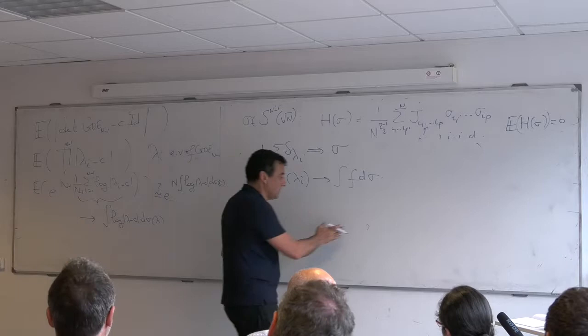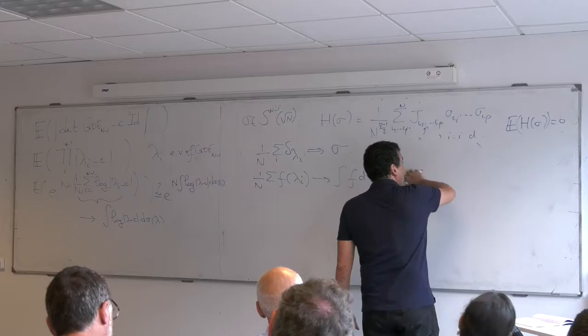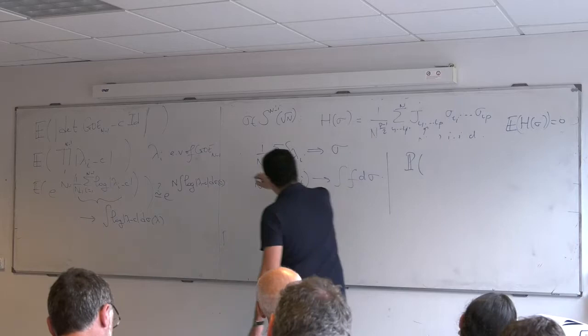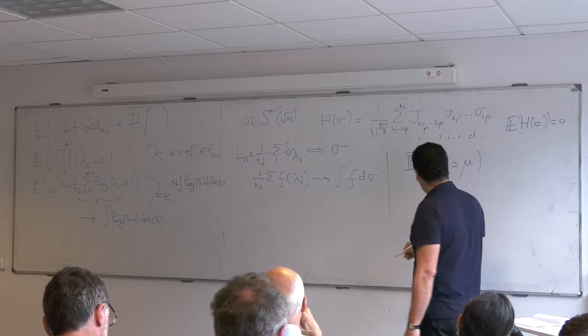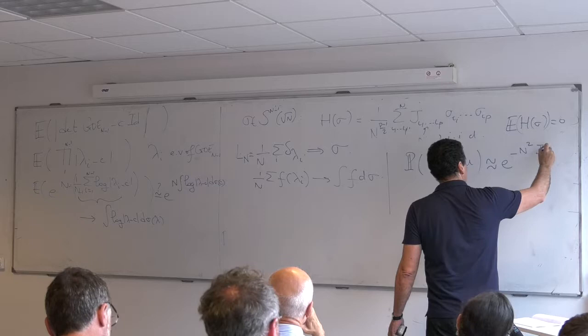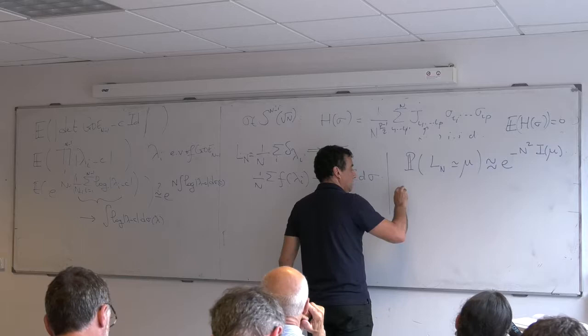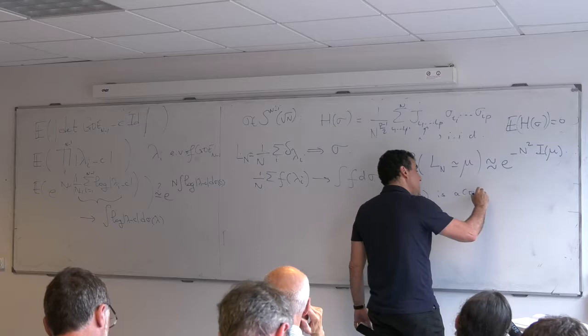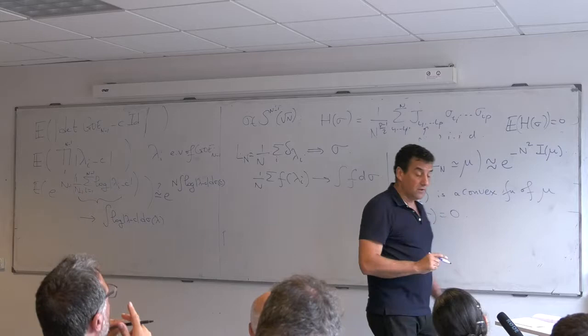There are many reasons, but you can say much more than that. The reason is that in this convergence, you have what is called a large deviation. You all know that, but let me write it vaguely. First, the probability that this empirical measure, let me call it L_n, is close to a measure mu, which would not be sigma, is roughly exponential minus n squared times a function I of mu. And this I of mu is a nice convex function of mu, which has a unique minimum at the semicircle.